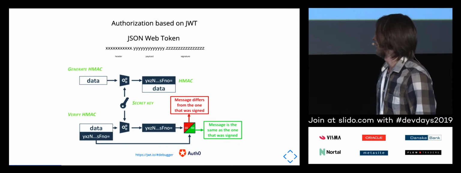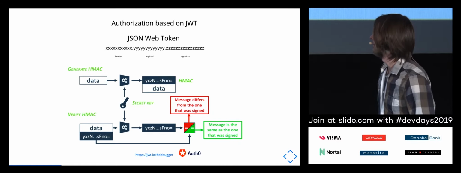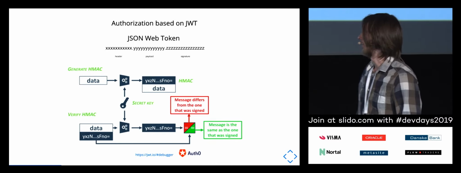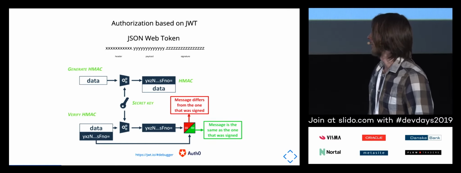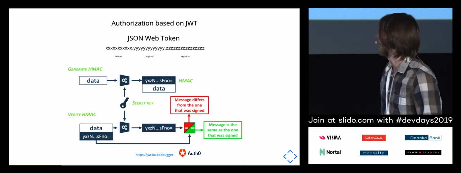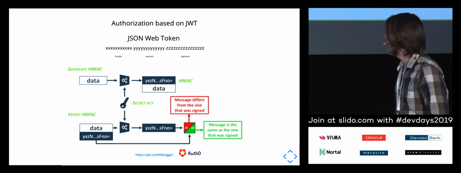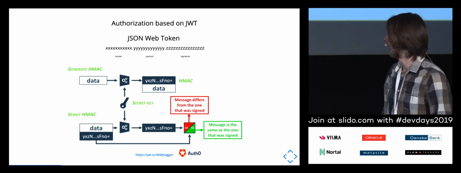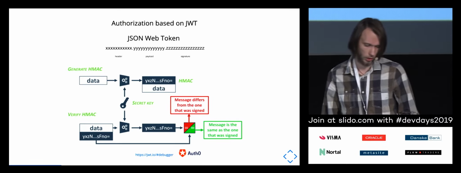If it's a hacker, there's no way to create the same signature, only in case the secret key was already stolen, but that's a different topic. And I also provided a link where you can play with a JWS token, encode and decode.